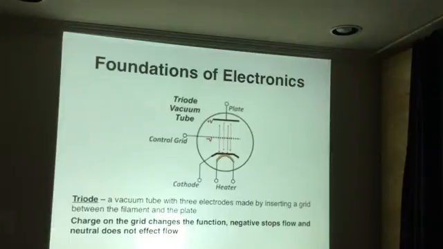The charge on the grid would change the function. If you had a negative charge, you could stop the flow of electrons. If it was neutral, then the flow of electrons would not be affected. So this would act as a gate or a control for the electron flow, and that's useful in many situations.